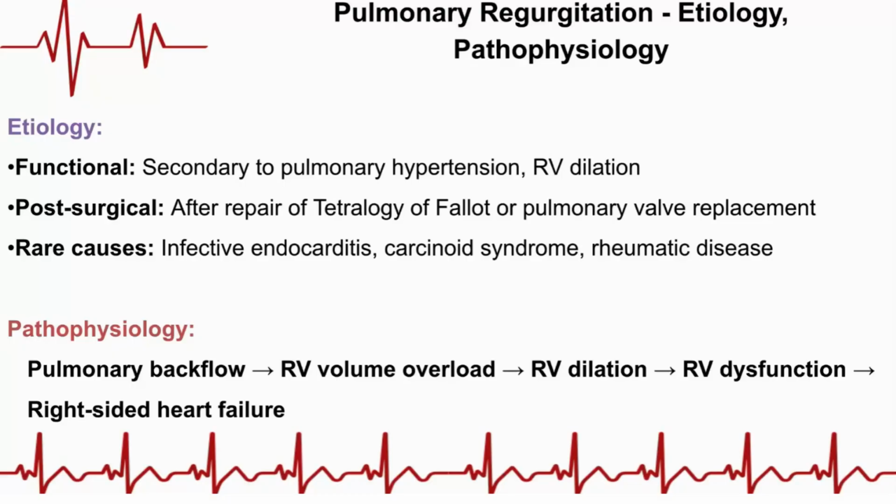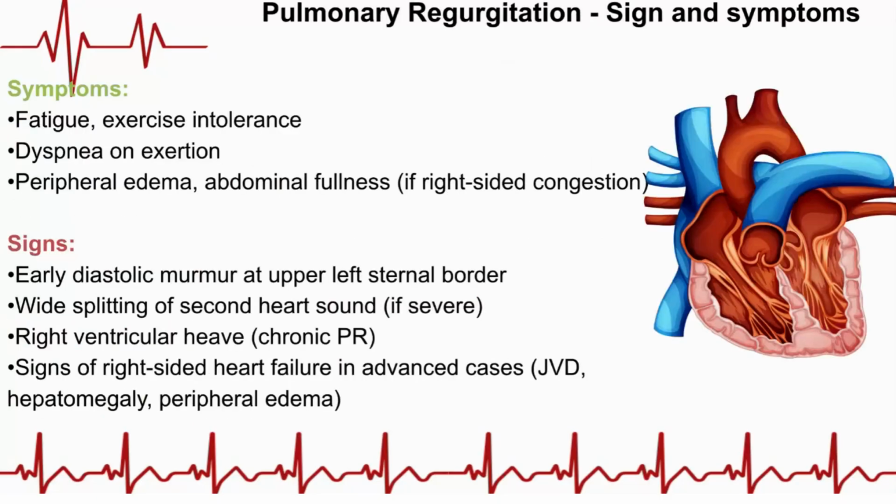And the knock-on effect of that is that we have reduced cardiac output from the left ventricle, with less volume of blood going to different tissues as we want. Signs and symptoms. Once again, fatigue, exercise intolerance, dyspnea on exertion, so shortness of breath on exertion. We will see peripheral edema because of the right-sided congestion, and abdominal fullness or ascites or hepatomegaly.